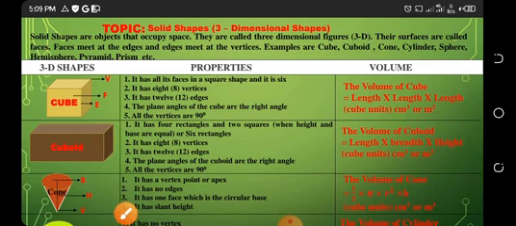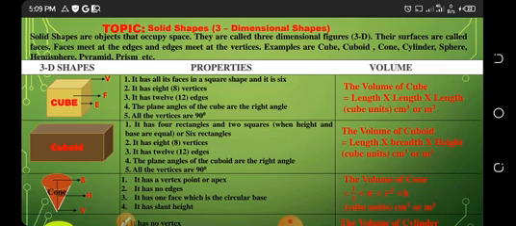Now let's move down to the properties. 1. It has all its faces in a square shape, and there are 6. 2. It has 8 vertices. 3. It has 12 edges. 4. The plane angles of the cube are right angles. 5. All the vertices are 90 degrees.